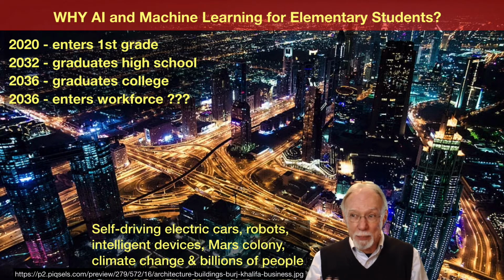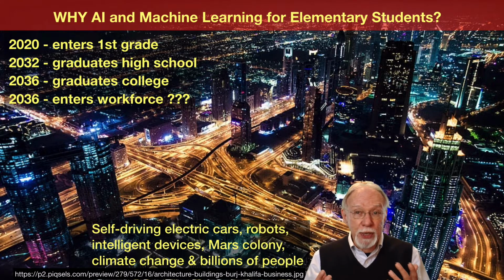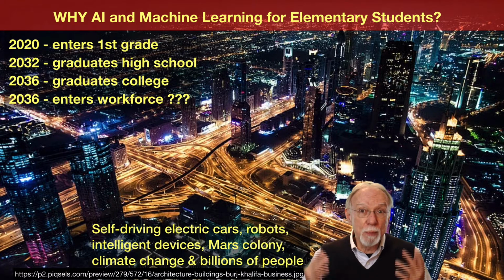And let's think about the reasons why kids need to learn about AI and machine learning, at least in elementary school. This image was taken from the top of the world's tallest building, a half-mile high, the Burj Khalifa in Dubai. It's obviously a modern, bustling city, but think of a student entering first grade in 2020, graduating from high school in 2032, college, entering the workforce in 2036. The world will be really different.